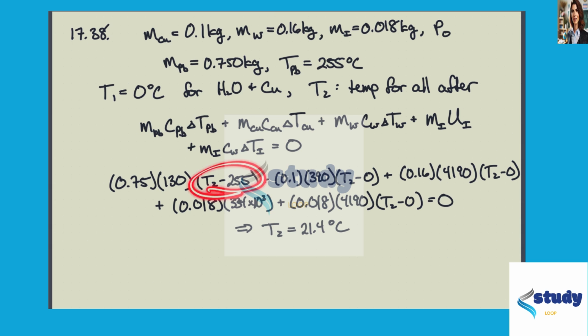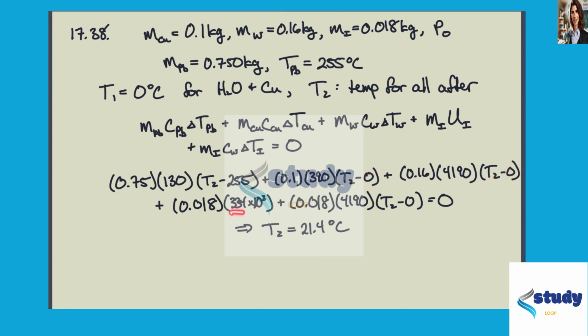Now, the change in temperature for the lead: it's at T2 finally, but it's initially at 255 degrees Celsius. For the copper, the heat capacity is 390 kilojoules per kilogram Kelvin, so 3 times that of lead. Then again, the heat capacity for water is 4,190, so almost 10 times what it is for copper. And we're assuming that the copper is also at 0 degrees C, so it's in thermal equilibrium with the ice water. So those are all at 0 initially, and then they end up at T2.